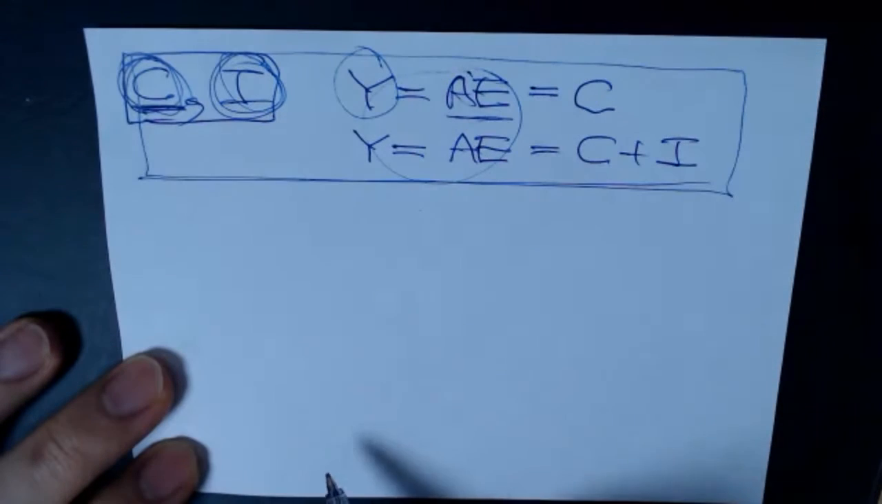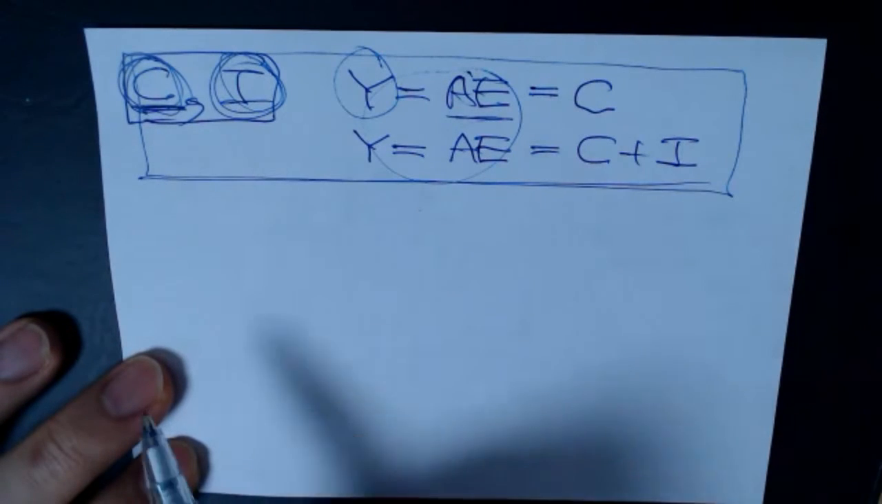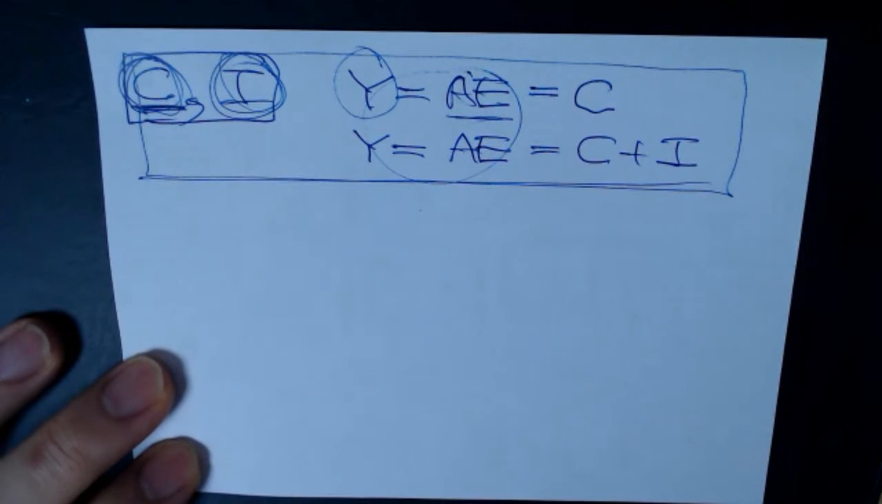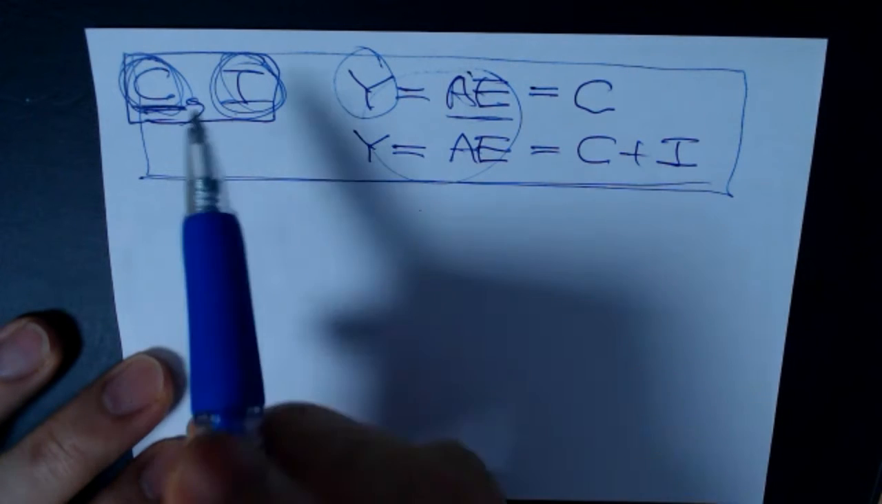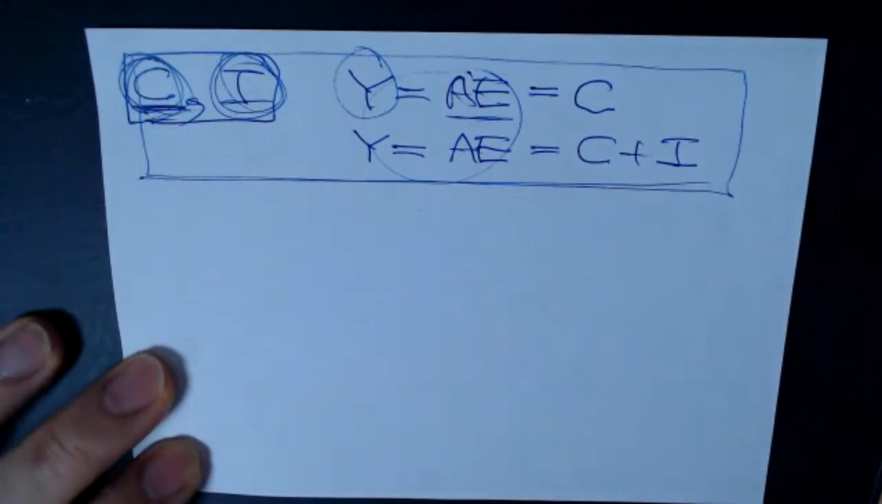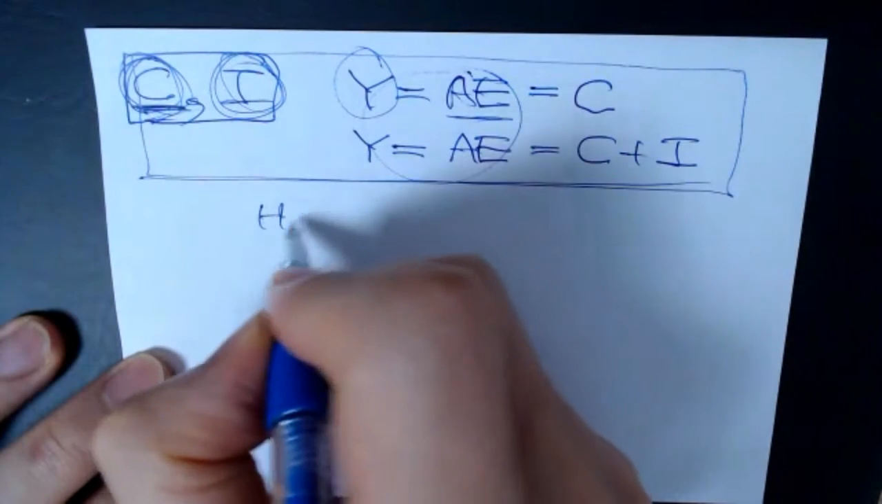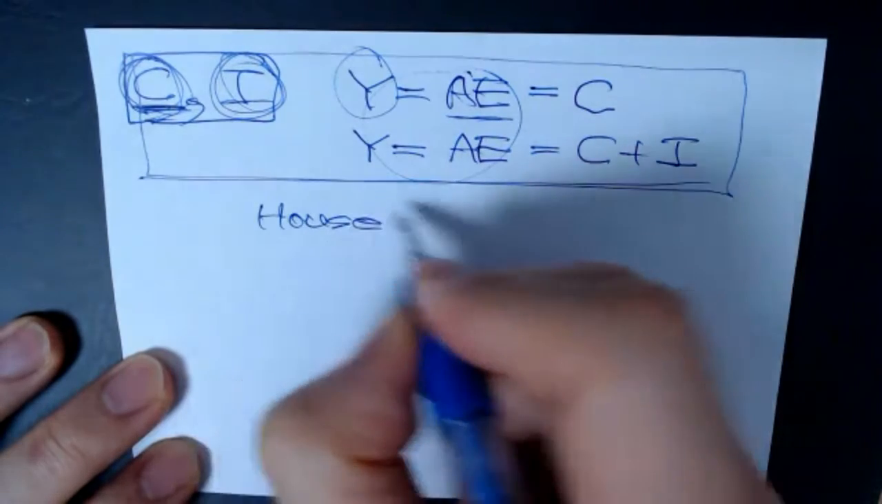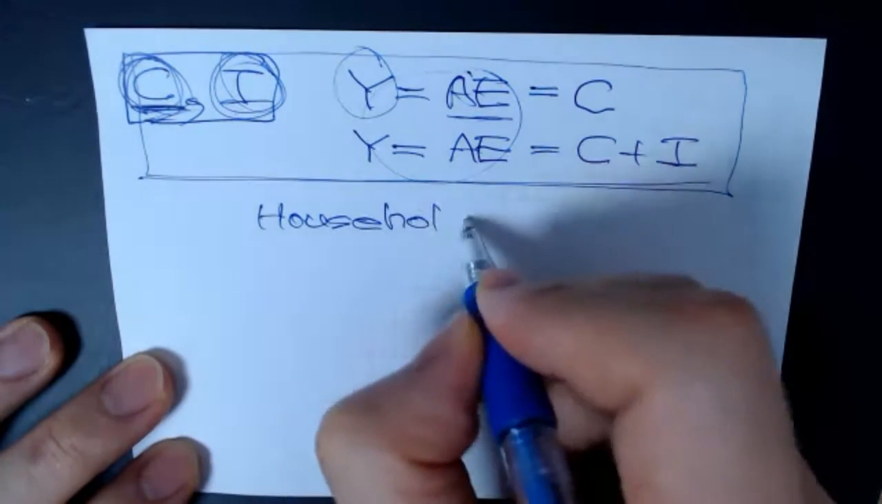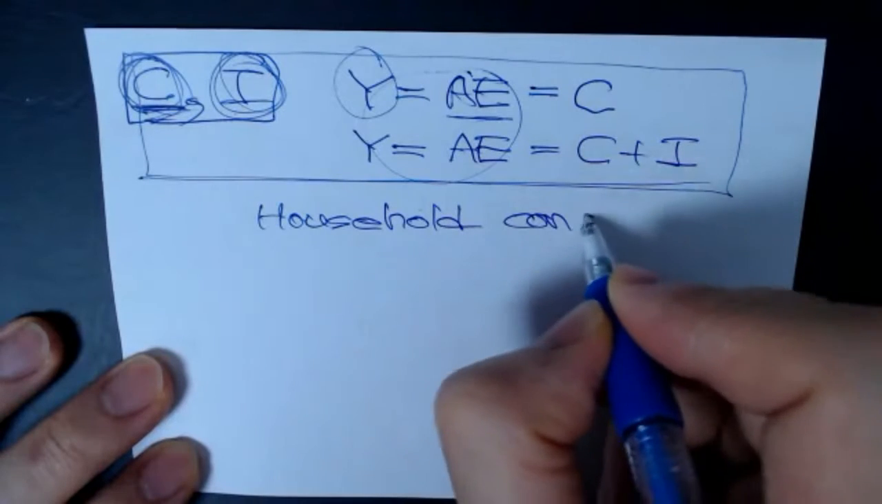Find the equilibrium condition using mathematics and using a graph. Defining C and I. Defining means: how does the consumption function look, and how does investment look? Right, at first, shall we begin with consumption? So, household consumption.